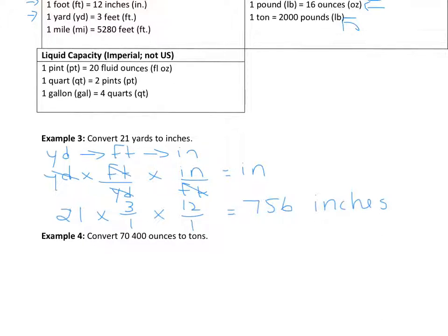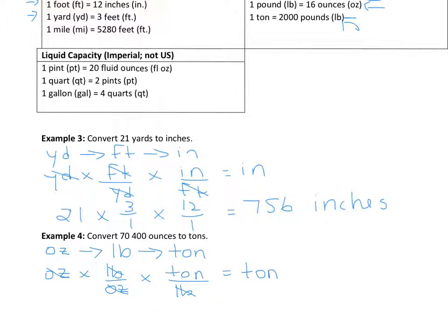So I'm going to go from ounces, OZ is the short form for ounces, to pounds, LB is the short form for pound, and to tons. So I'm going to do ounces times pounds per ounce times tons per pound, and after I cancel out all my numerators and denominators, it's going to give me tons as my answer. And now I really do have to scroll down.